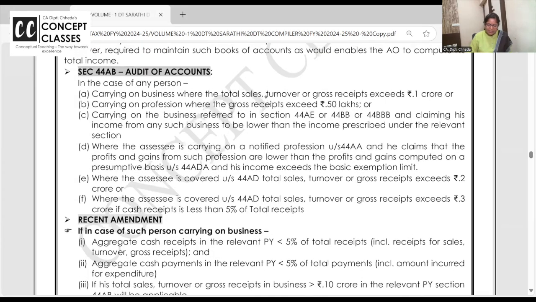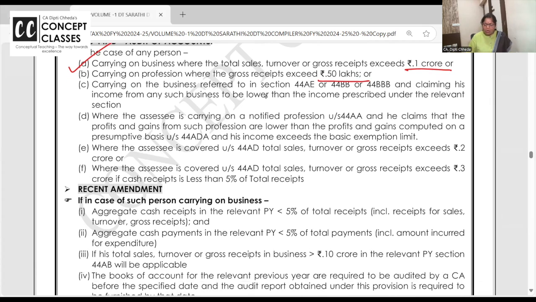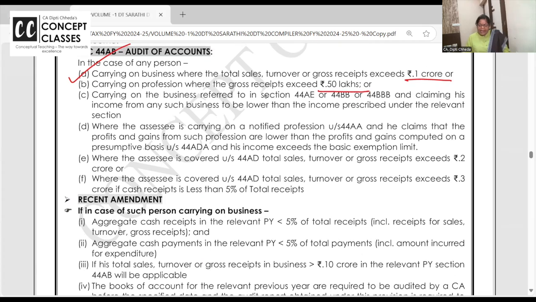Now audit. If your business turnover exceeds 1 crore, or if you are a professional and your gross receipts exceed 50 lakhs, you have to get your books audited by a chartered accountant and submit the audit report. Okay? Right. Except if you're going for 44AD, then even if your turnover is up to 2 crore, no problem. Right.